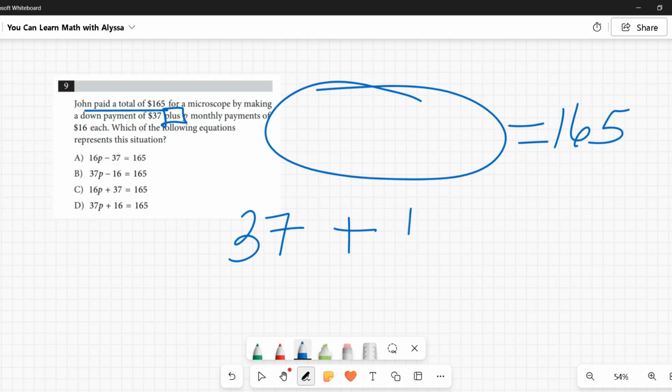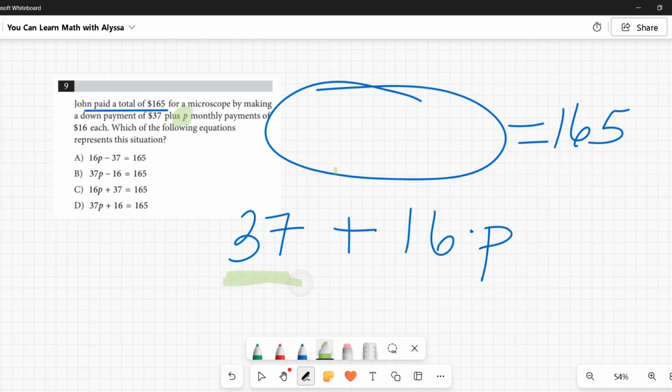So it was $16 a month times the number of months. How many months was it? We're not told. They say it is P monthly payments. So that's it. P is representing the number of monthly payments. So we put P in right there. And that is our final thing.